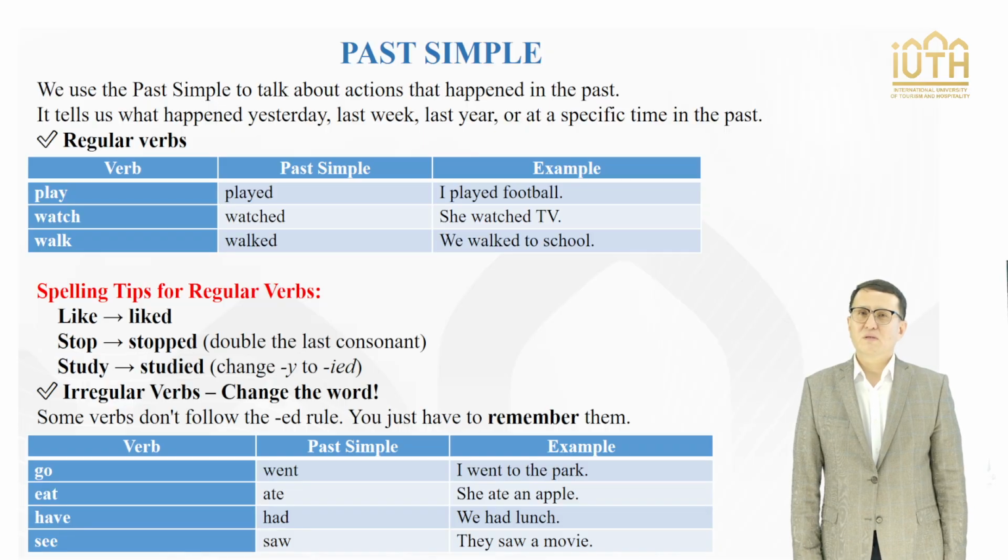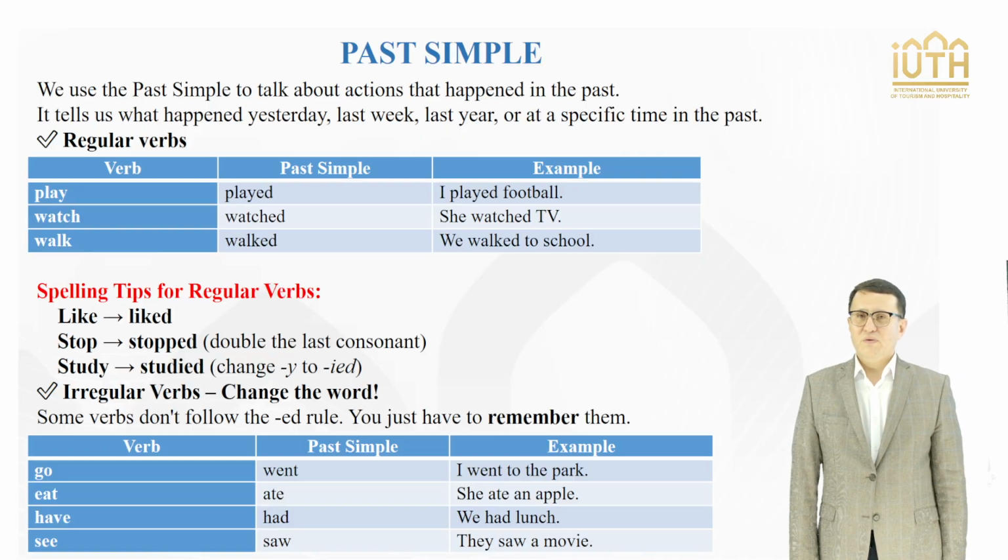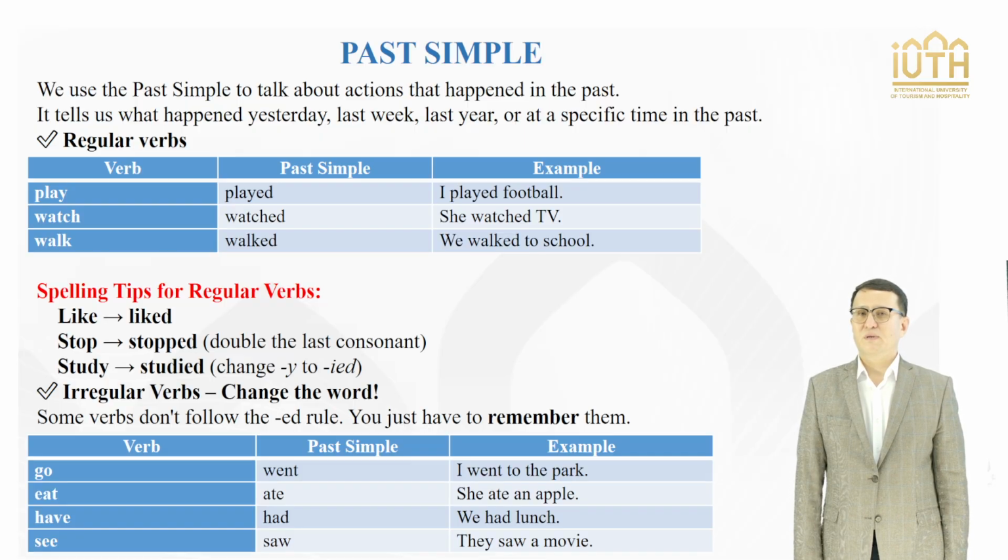So after pointing out some ways of expressing feelings, let's discuss today's grammar topic, past simple tense. We use past simple to talk about actions that happened in the past. It tells us what happened yesterday, last week, last year, or at a specific time in the past. Verbs are divided into regular and irregular, and in order to form past simple tense, we add ed ending to the regular verbs. Example, play, played. For example, I played football. It means the action has happened in the past.